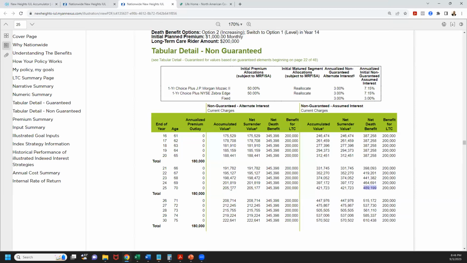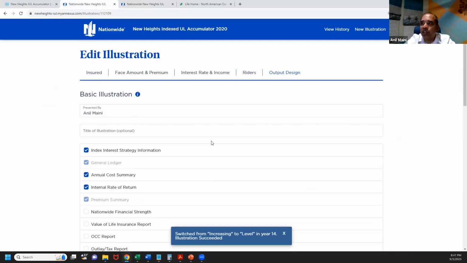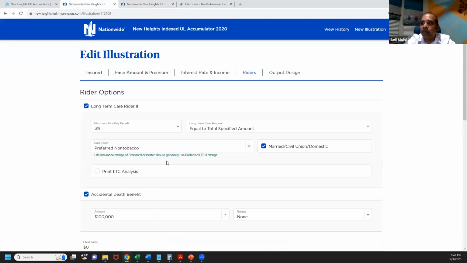Can you explain why you selected $200,000 for the calculation purposes? Is that the norm? Where did the 200,000 come from? Let me go back to the illustration.